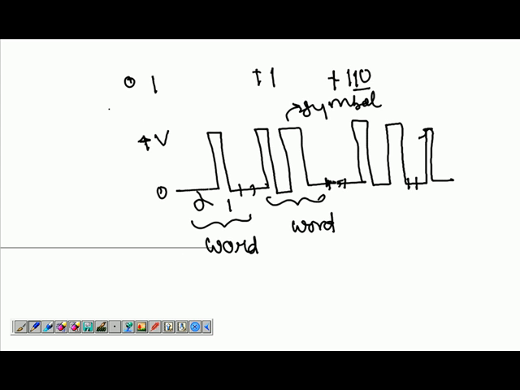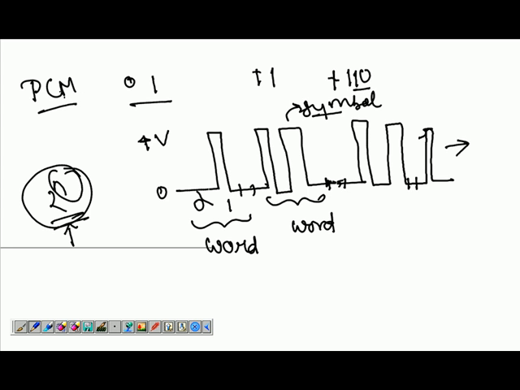Alright, so if you have 2 bits, you can have 4 words: 00, 01, 10, 11. If you have 3, you can have 8 words, so it goes like 2 to the power n. If you have n bits or n symbols, you can have 2 to the power n words. We're going to look at each of this in detail later, but now this is transmitted, and this is essentially called PCM, pulse code modulation. This is an example just to show you how you convert the analog signal into something that isn't just zeros and ones.